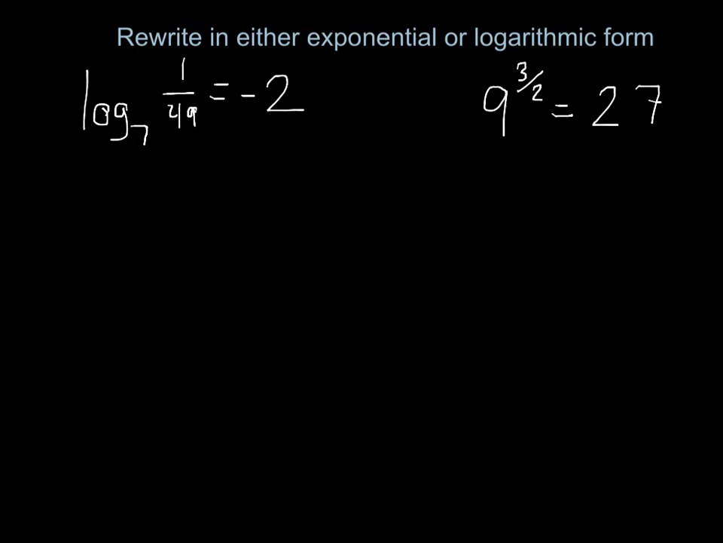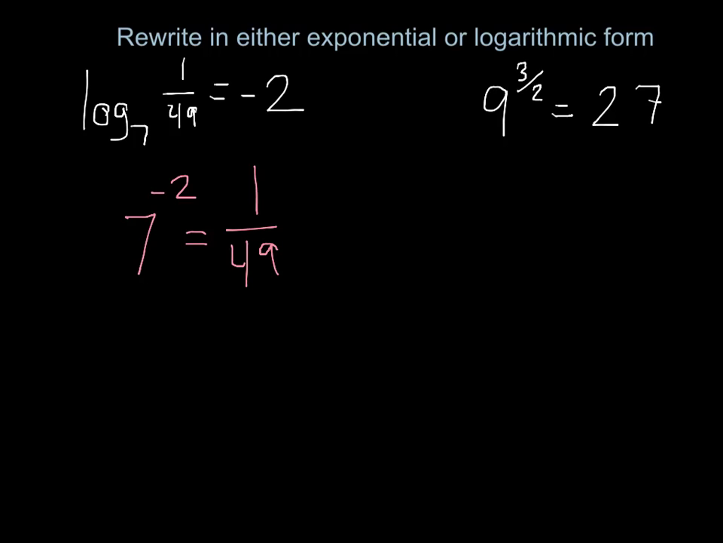So this says to rewrite in either exponential or logarithmic form. Since the first problem is in logarithmic form, I'm just going to rewrite it using the definition. That means 7 to the negative second equals 1 over 49, which it does.